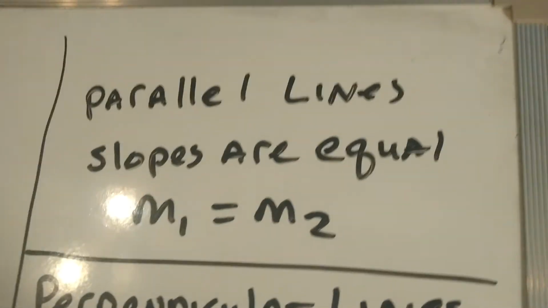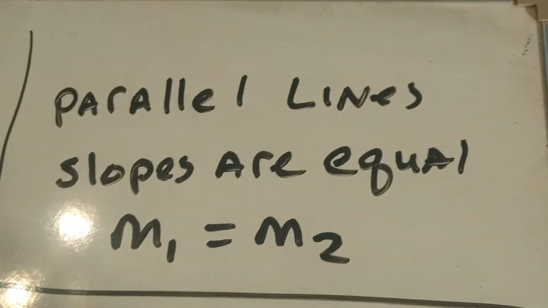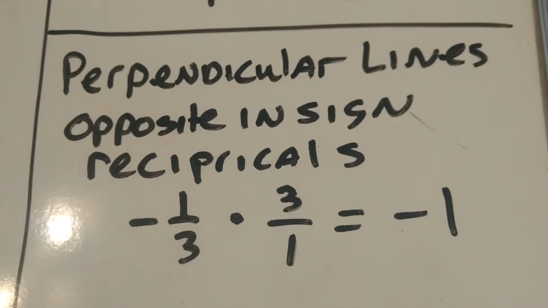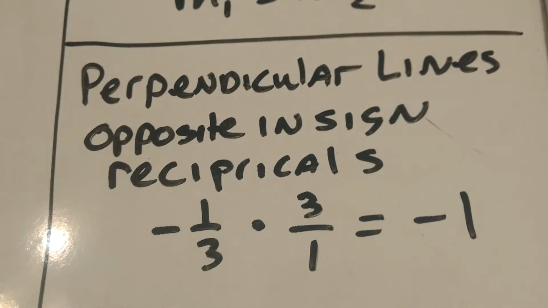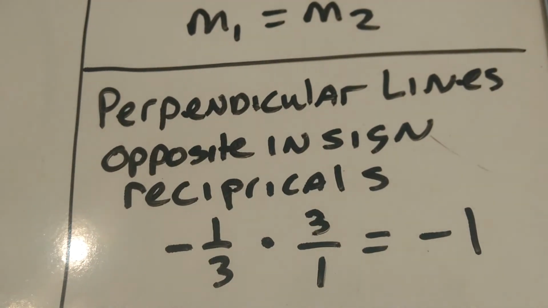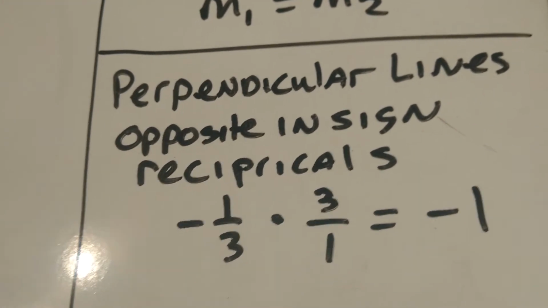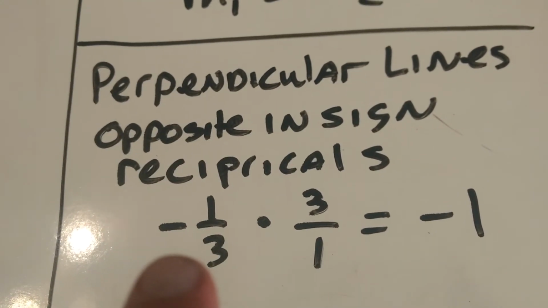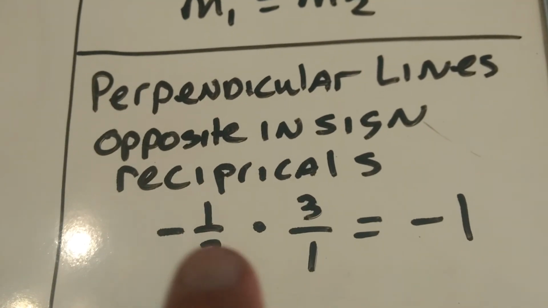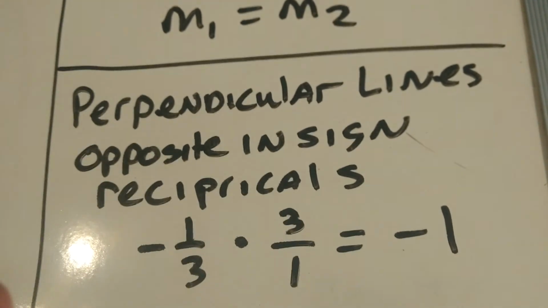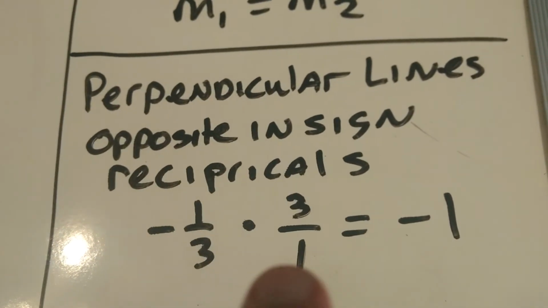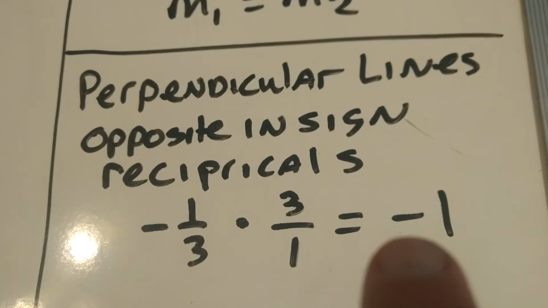Relationship of slopes. We have 2 relationships. Parallel lines, the slopes are always equal. Same sign, same number. Perpendicular lines, slopes are opposite in sign, which means one's positive, one's negative, and the reciprocals, which means the denominator becomes the numerator in the other number, and the numerator becomes the denominator in the other. I'll give you an example here. If I have negative 1/3 and the lines are perpendicular, then the other slope is 3/1. Opposite signs, reciprocals. Another way to do this is that if I multiply these 2 slopes together, perpendicular lines, if you multiply their 2 slopes, will always give you a -1.